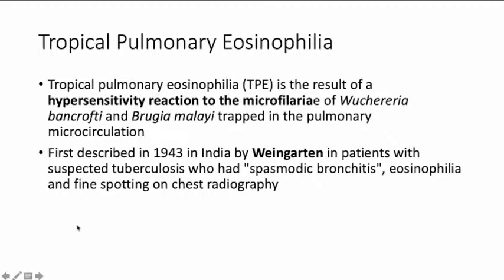presentation. It was first described in 1943 in India by Weingarten in patients with suspected TB who had what was called spasmodic or episodic bronchitis. They were found to have eosinophilia, and on the chest radiograph they were found to have fine spotting. Thereafter, after investigation, they coined it tropical pulmonary eosinophilia. So it's unique to lymphatic filariasis, specifically Wuchereria and Brugia malayi.